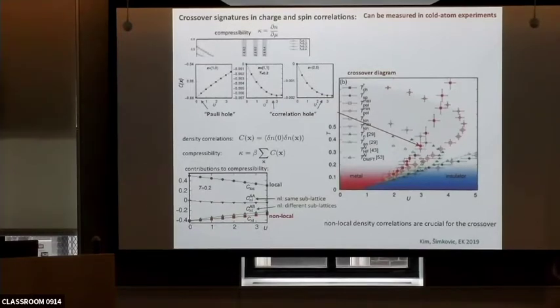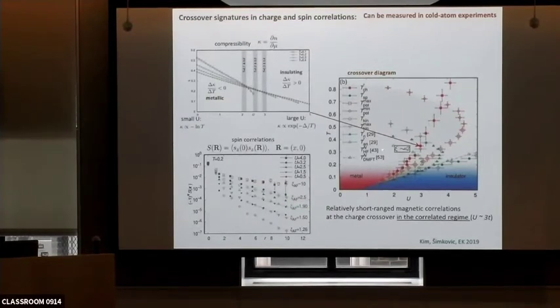A hole, as the name implies, just punches out some density around a particle due to interactions. Interestingly, the magnetic correlations are quite, when we look at the spin-spin correlation function and the correlation length, the correlation length in the correlated regime is not so high when the crossover happens. It becomes of order 10 only below this blue line, and this is also quite natural for a correlated regime.